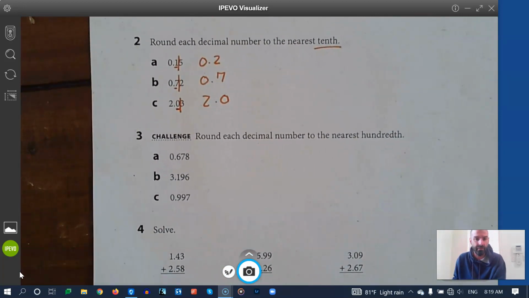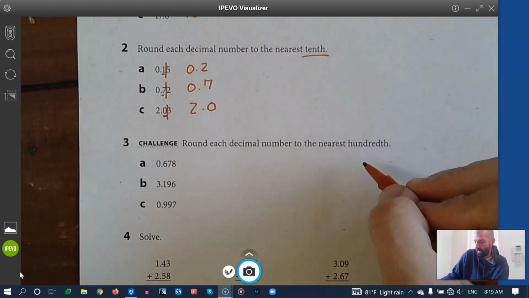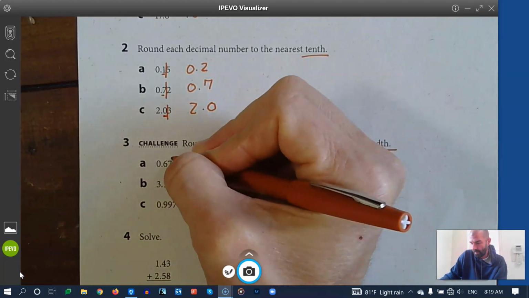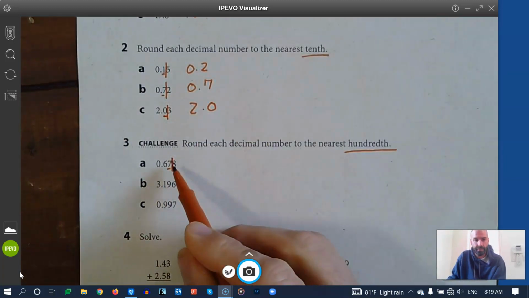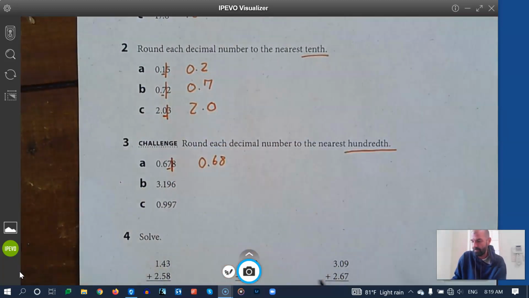All right, now it's challenge time. In 3, 2, 1, I'm looking to round to the nearest hundredth. I look for my hundredth, which is a 7. I look next door, so I'm in between 67 hundredths and 68 hundredths. I'm rounding up because of that 8 to 68 hundredths.